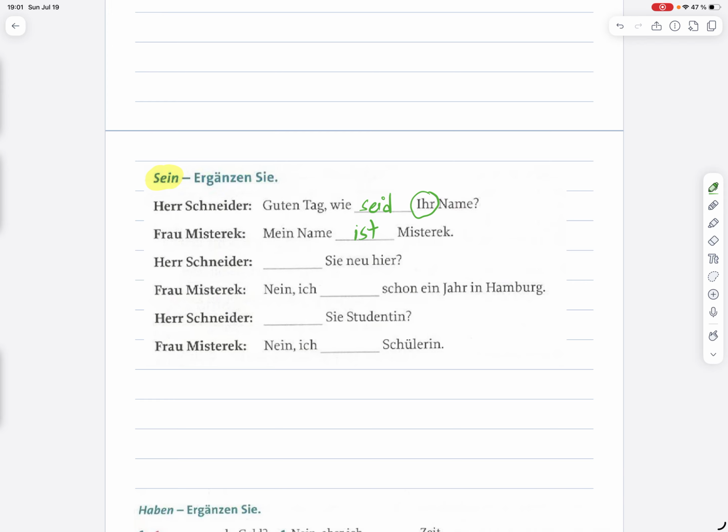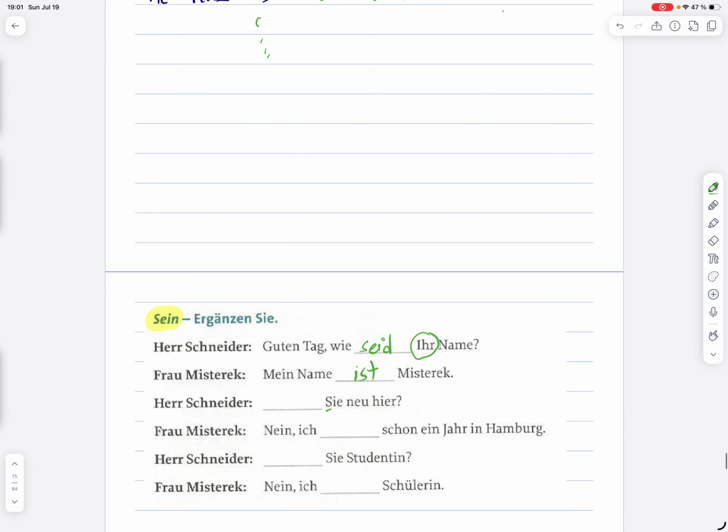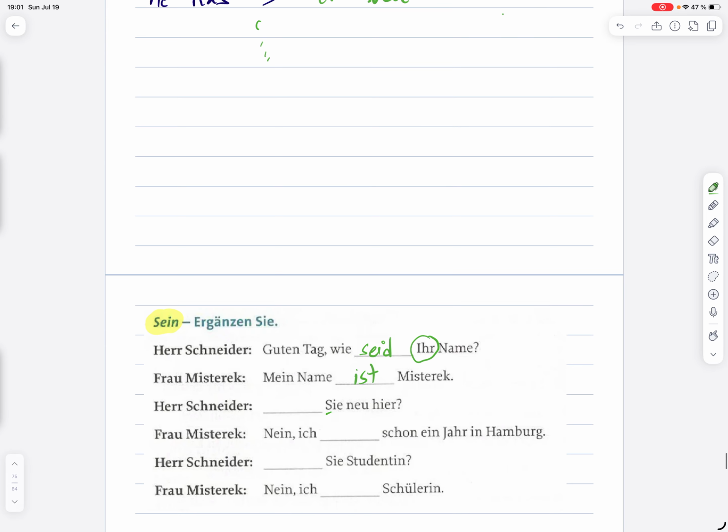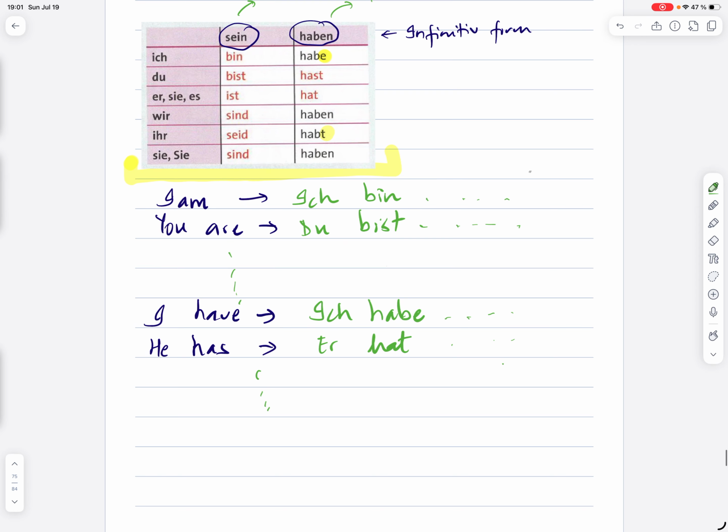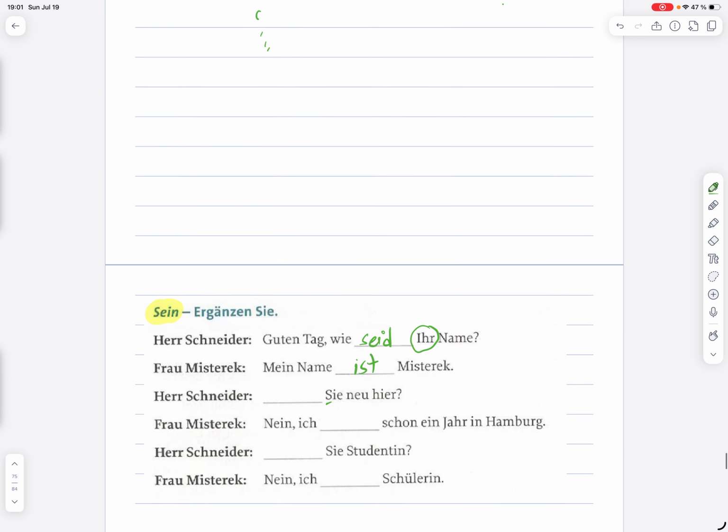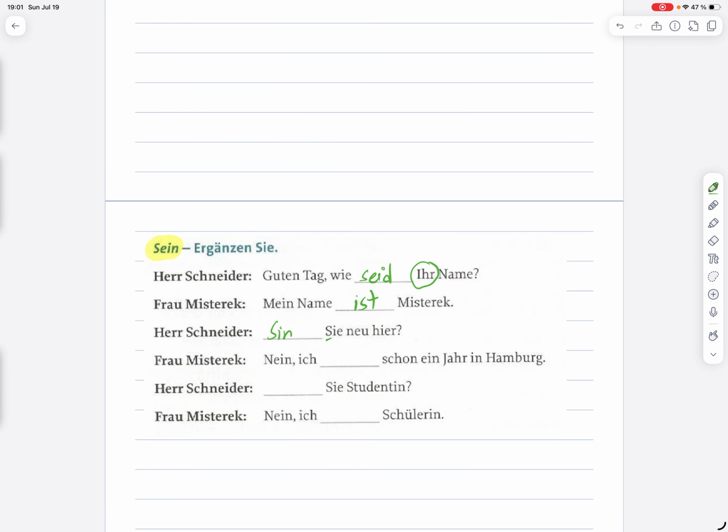Then we have here "Schneider, dash Sie neu hier." You can see here Sie is in capital. Are you new here? The translation is, so then Sein will be "Sind", capital S. So we will have here "Sind Sie neu hier?" "Frau Mysterik, nein, ich dash schon ein Jahr in Hamburg." "Bin." "Ich bin schon ein Jahr in Hamburg."